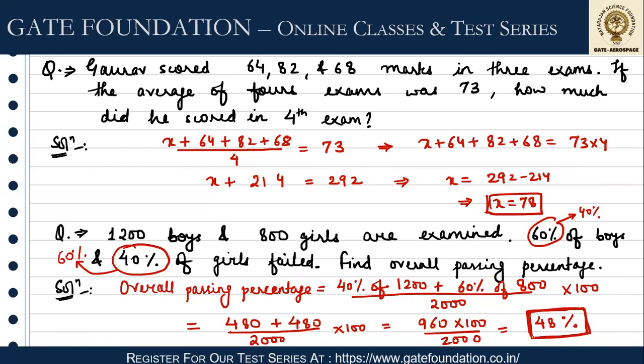So I guess the mistake that you made was to take the average or something. Sir, actually I'm getting the failing percent as 48. Check the number of boys and girls that you have taken properly or not. Number of boys is 1200, number of girls is 800.